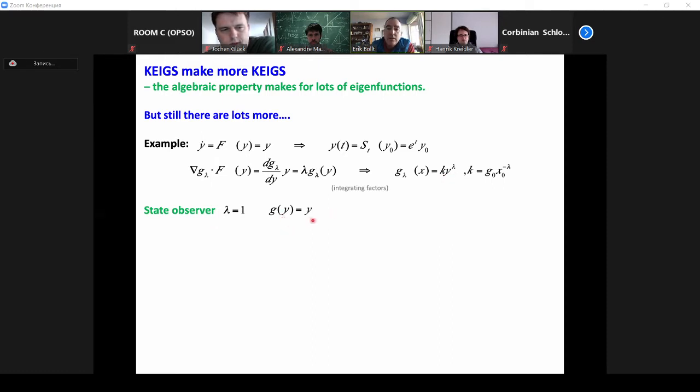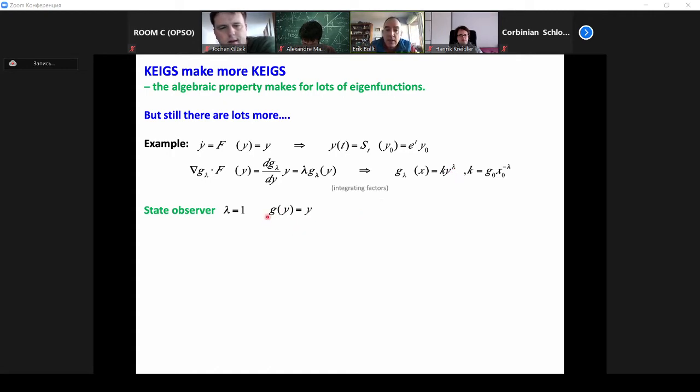So y to the lambda when lambda equals 1 works out to be g of y equals y. And this is often called the state observer eigenfunction. But of course, there's all these other guys for various values of lambda, and you need to be careful. Don't forget, could be a complex eigenfunction, and we might worry about complex eigenvalues. And there's a fun story about that, but I'm not driving up to that right now.